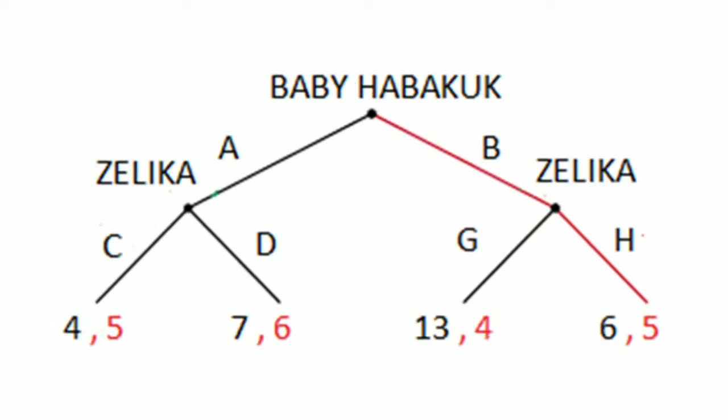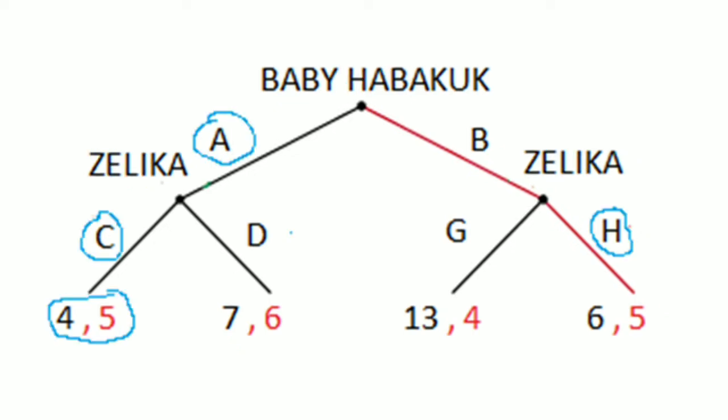Another good example is a game between Baby Habakuk and Zelika. So what will be the best and optimum result if Baby Habakuk chooses action A or B? I think the most optimum result for Baby Habakuk is probably going to be A. Why? Because if he chooses B, then Zelika is probably going to choose H, right? If Zelika chooses H, you're probably going to get 6.